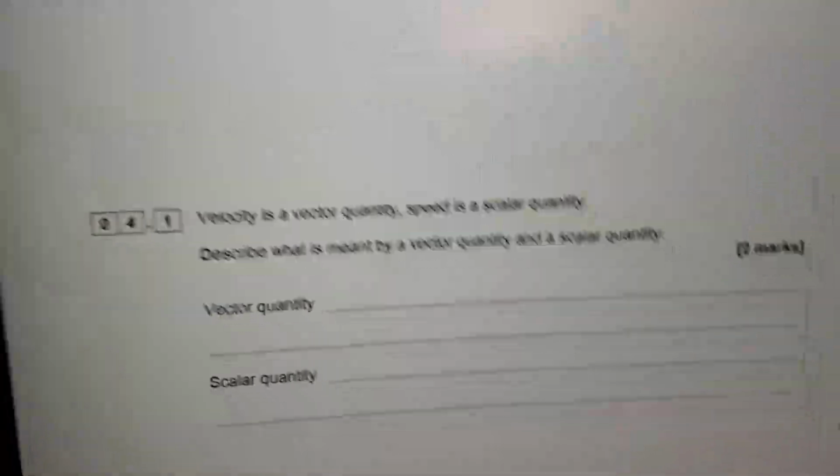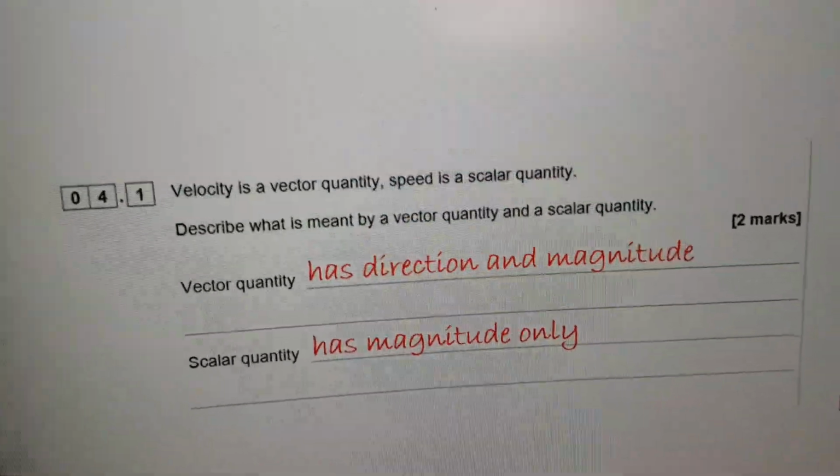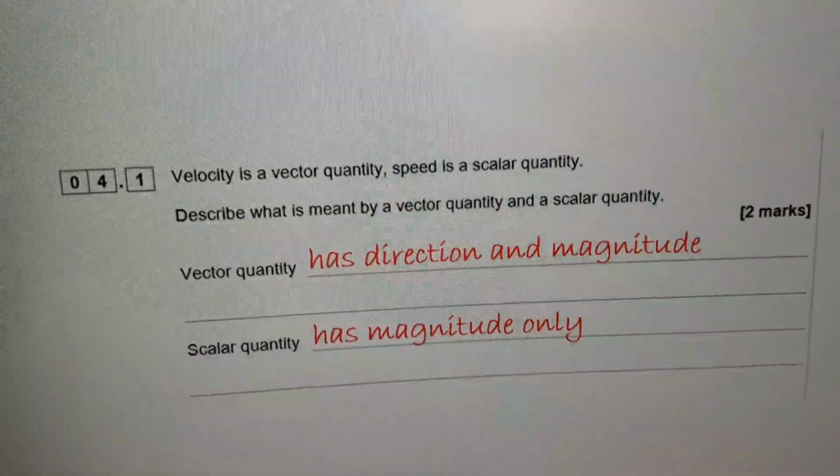All right, let's go through the answers. Vector has, of course, direction and magnitude. Scalar, magnitude only.